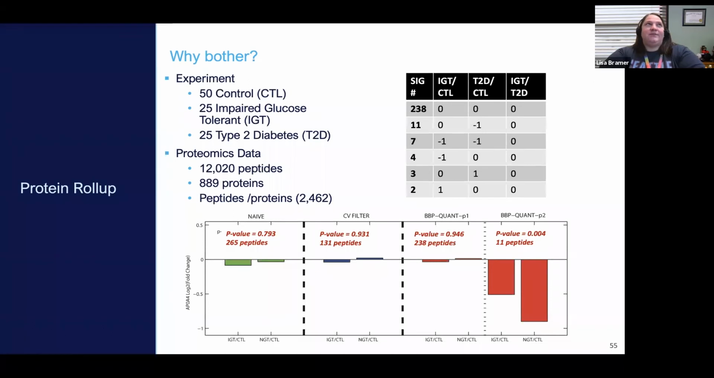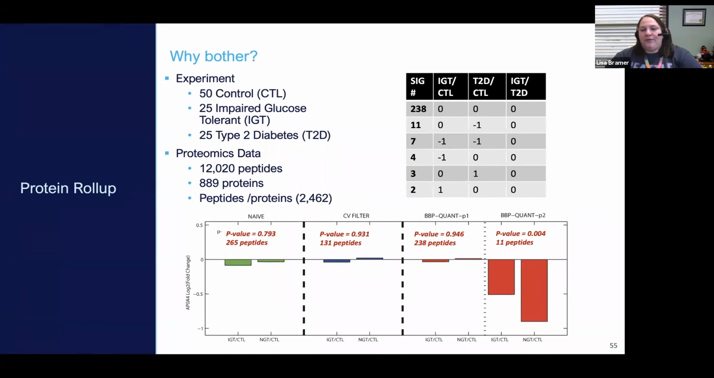And you might say, well, maybe some of these peptides are really variable, so that's why I'm not finding any significance when I roll up to the protein level. If I cut the number of peptides in half based on a CV filter and get rid of the most variable peptides, even then my p-value comparing these different groups is 0.931. So no evidence of anything significant.